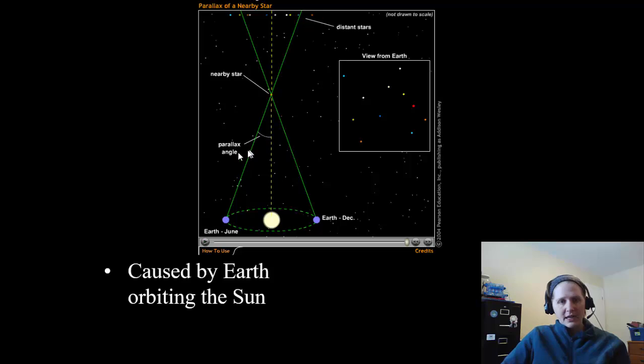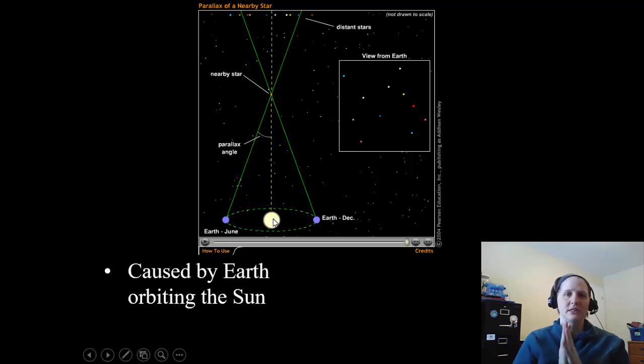Notice this little parallax angle in here. This angle right here can make a right triangle. I'm going to trace out a right triangle with my cursor. And if you've had geometry, because geometry is awesome, if you know this angle and you know the Earth-Sun distance, which is 1 AU, you can find the distance to the star. So what we use parallax for now is actually to measure the distance to nearby stars.